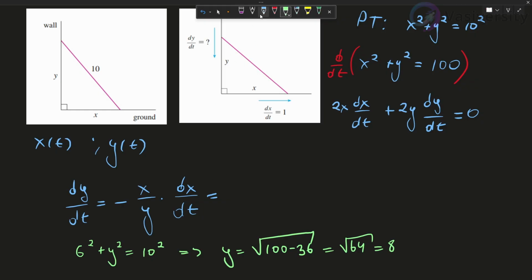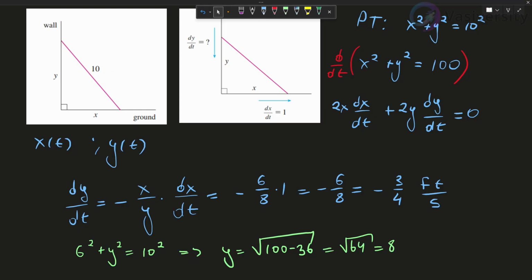So that means we can plug in, right? So we're going to have negative 6 over 8 times 1, which is equal to negative 6 over 8, or simplifying, we're going to get negative 3 over 4 feet per second. Right, so the rate at which the ladder is going to be falling down to the ground is going to be 3/4 feet per second, so a little less than a foot per second. All right, so it's going to be sliding down with that speed.